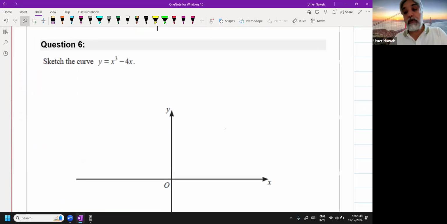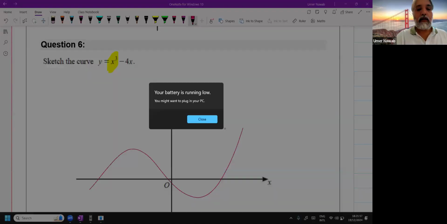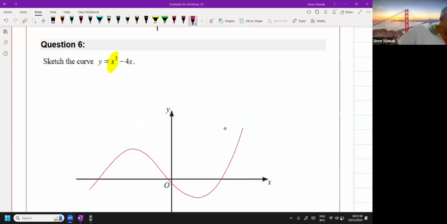Next, oh, Mr. Omar, now this is an expanded form and the coefficient of x cube is positive. It is obviously like this, but where the graph cuts the x-axis, where the graph cuts the y-axis. So this is the point.